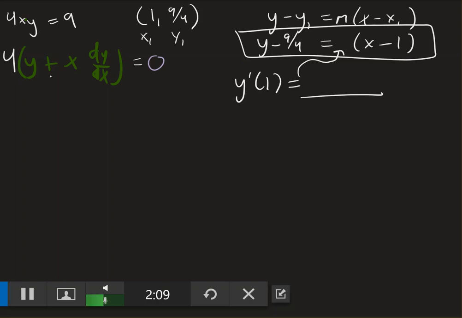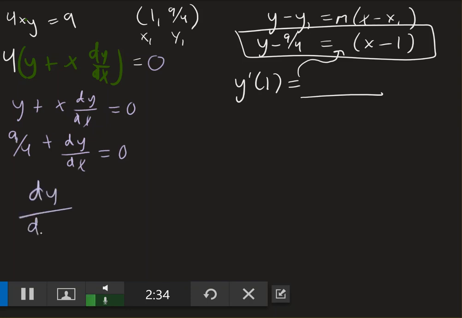So now I can solve this for dy/dx. Divide both sides by 4. And I can go ahead and plug in my point here. When x is 1, y is 9/4. So it looks like I would need to subtract that over. And the derivative for an x value of 1 would be negative 9/4.